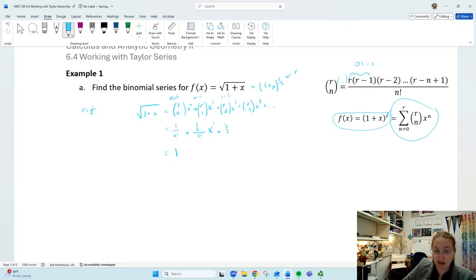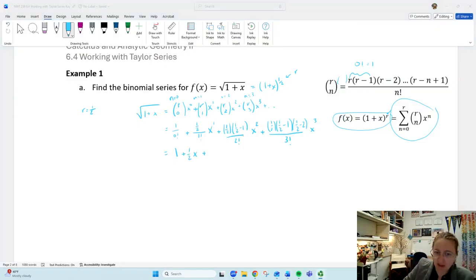I'm going to have my first two terms here for n equals 2. So my r is 1/2. Then I'm going to have 1/2 minus 1, and those are my two terms. I have x to the second, and on the bottom I'm going to have a 2 factorial. I feel like you've probably started to see this pattern. For n equals 3, I am going to have three terms: 1/2, 1/2 minus 1, 1/2 minus 2. I'm going to have an x to the third, and a 3 factorial.